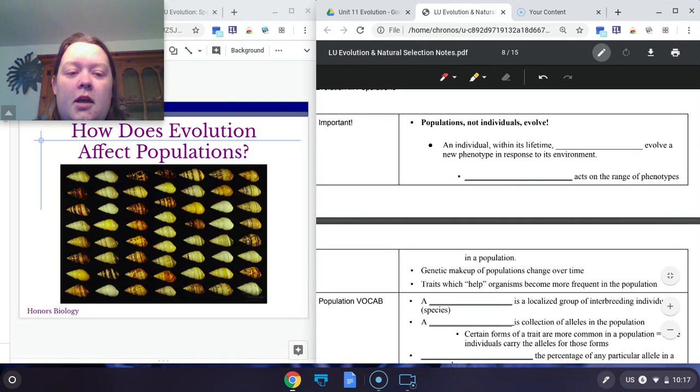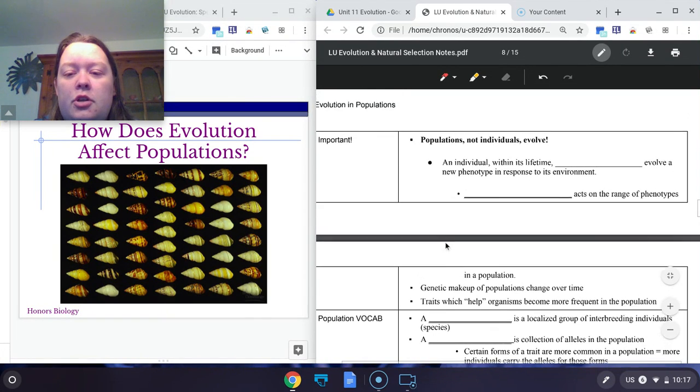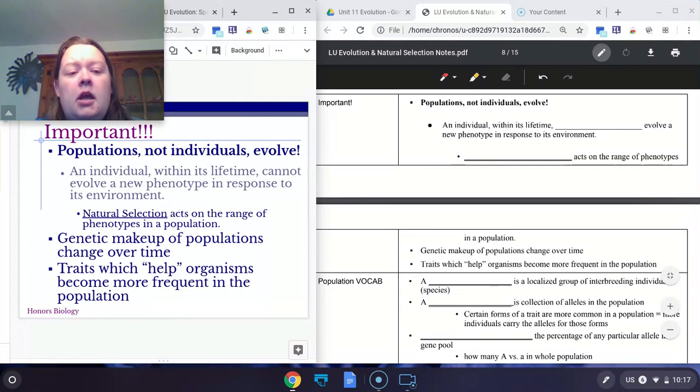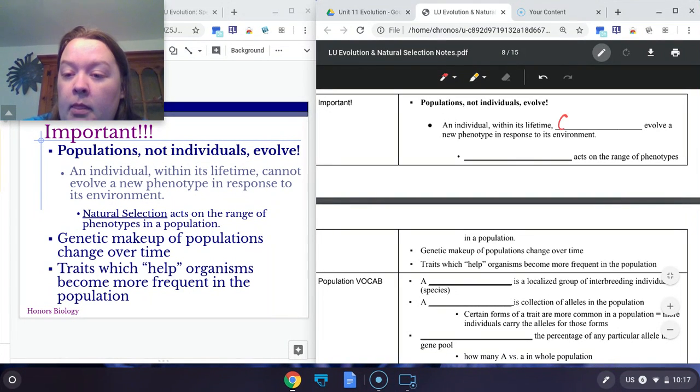Hey, welcome back. Today we're here to talk about evolution and how evolution affects populations. One thing to note is that populations, not individuals, evolve. An individual in its one lifetime cannot evolve. One organism within its lifetime cannot evolve a new phenotype in response to its environment.